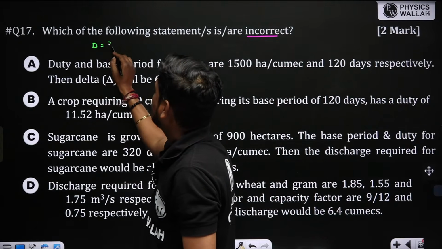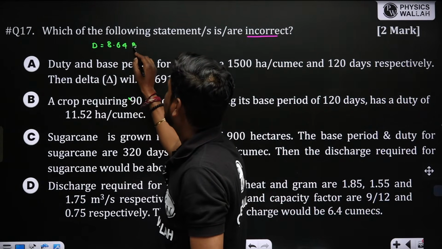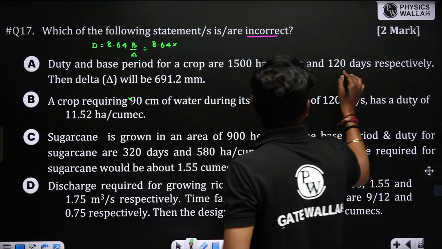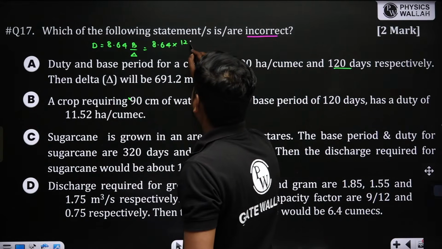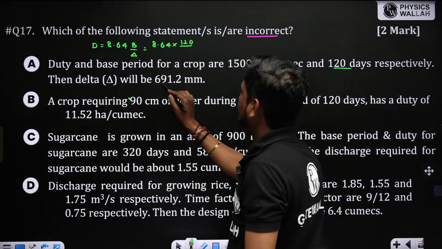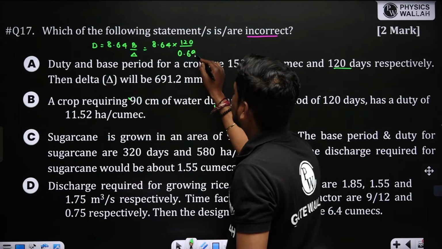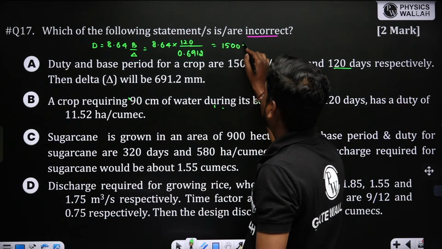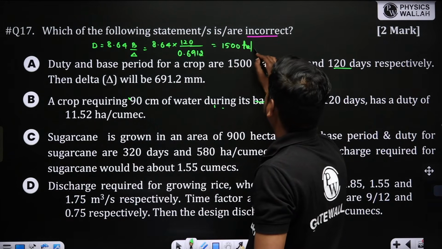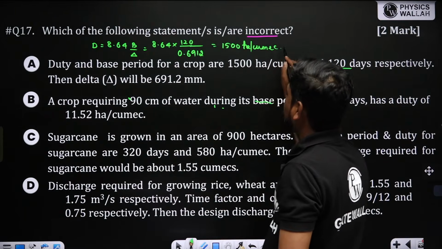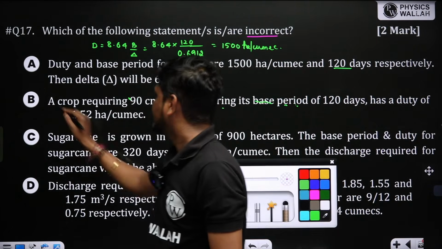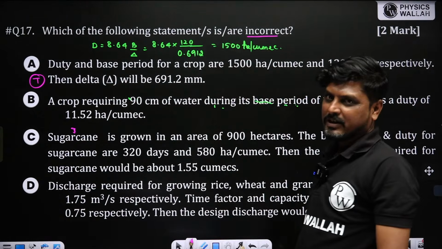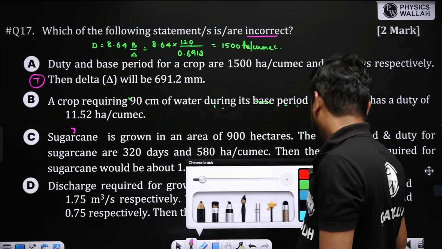Duty is equal to 8.64 B by delta. 8.64 into B, 120 days divided by delta, this value 0.6912. Calculate, you will get 1500 hectare per cumec. So this is a true statement, but we are supposed to find out the incorrect statements. So next one.